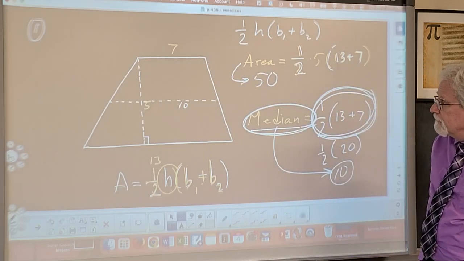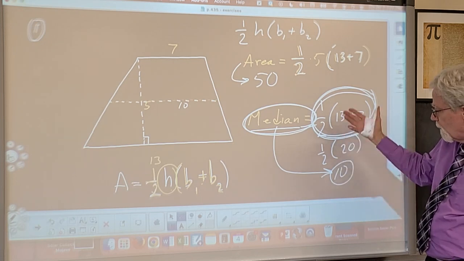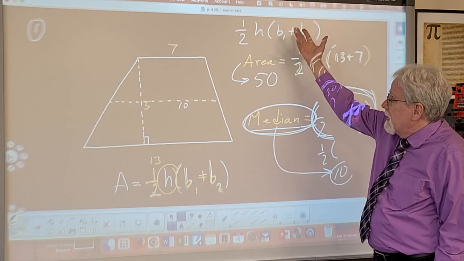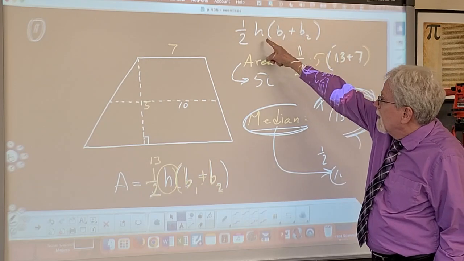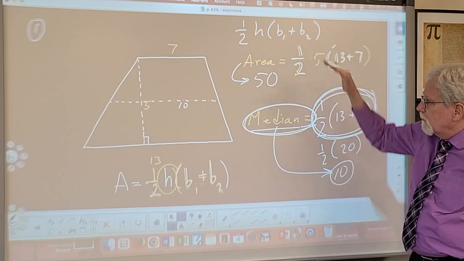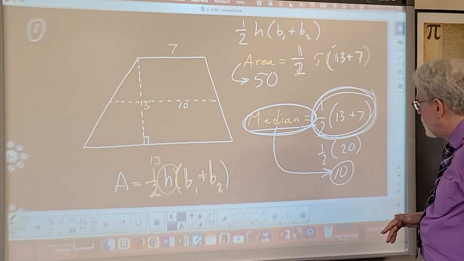That wasn't too tough. Even if you didn't see the little trick of doing the median first and multiplying the median by the height, just using the formula, hey, you've got it. Add the bases, multiply by the height, take half, bang, done. On the test, it'll be that easy. You're kidding me. Nope, it'll be that easy.